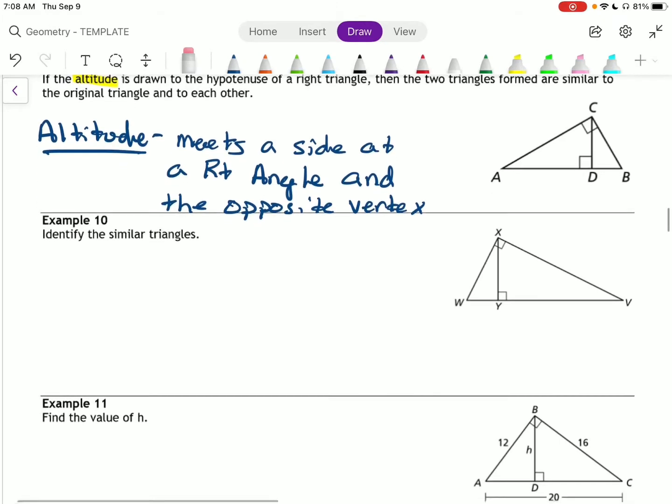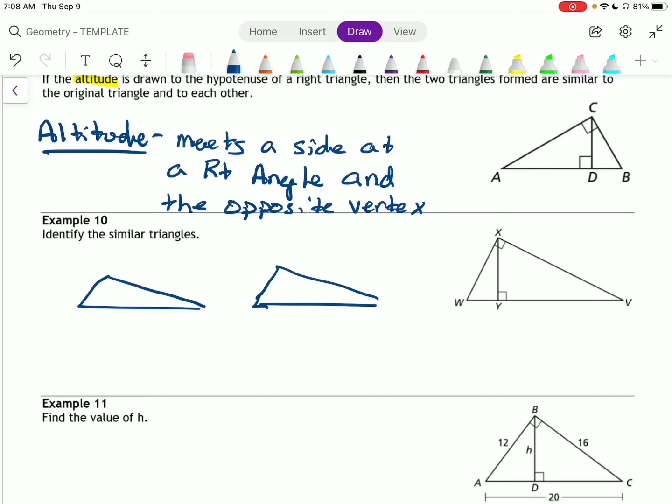Let's look at number 10. We're going to identify all the similar triangles. So I'm going to draw all three triangles separately. Actually, I'm going to leave the big one there, and I'm going to make the other ones drawn in the same orientation. So we're going to have a smaller triangle there, and then a medium triangle there.